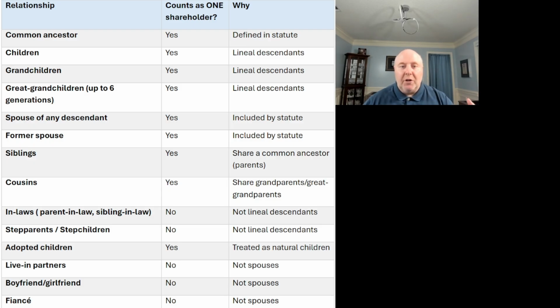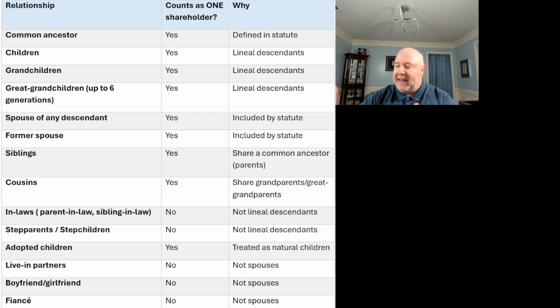Your mom, your dad, they count as 1. Your spouse, that counts as 1. Your children or your grandchildren's spouses count as 1. So all of these are counting as 1. And it's not only the spouse, it's an ex-spouse as well. You can't get away from your ex, no matter how hard you try, right? For this rule, it still applies.